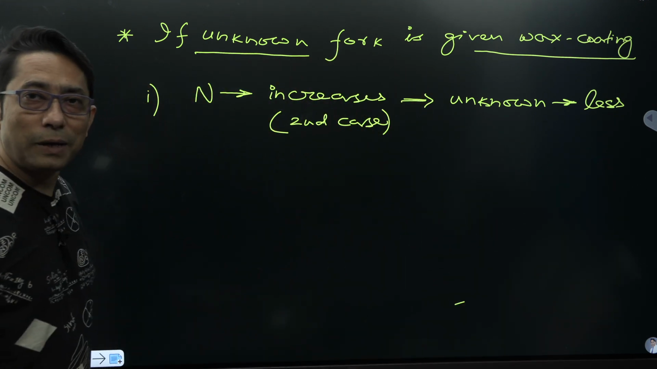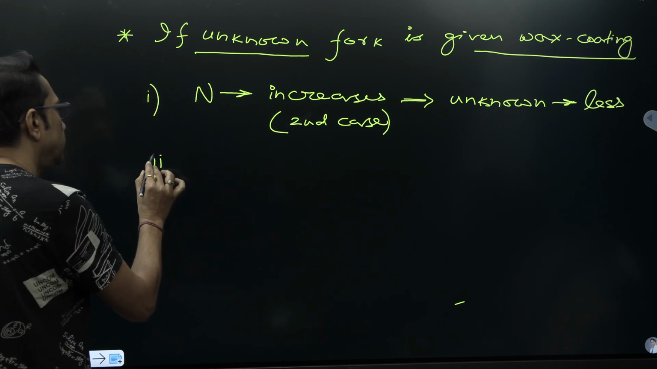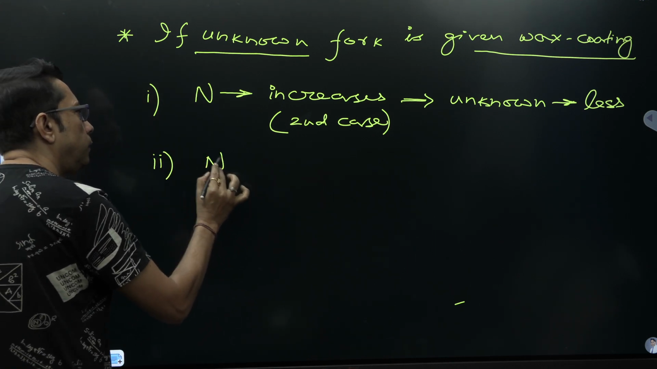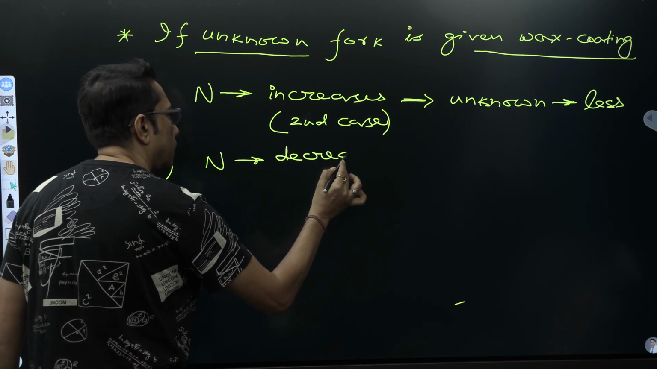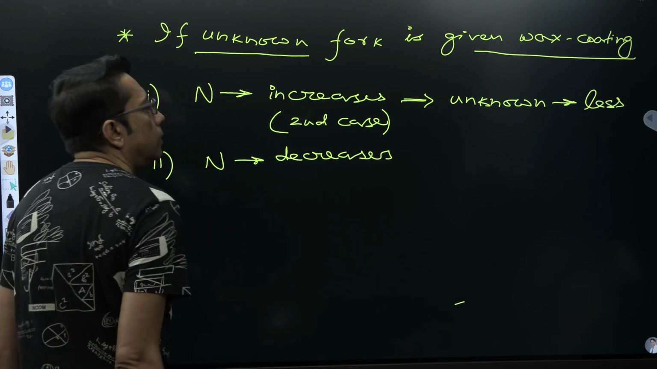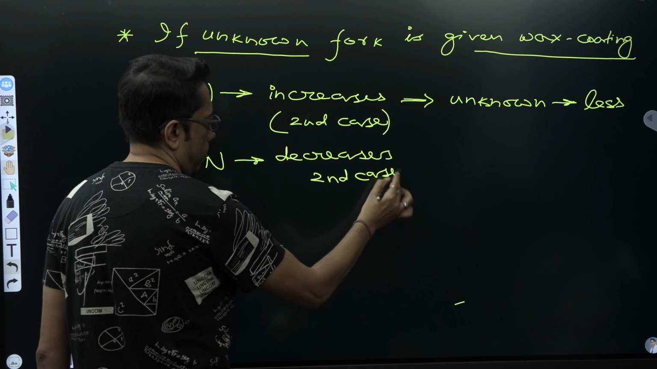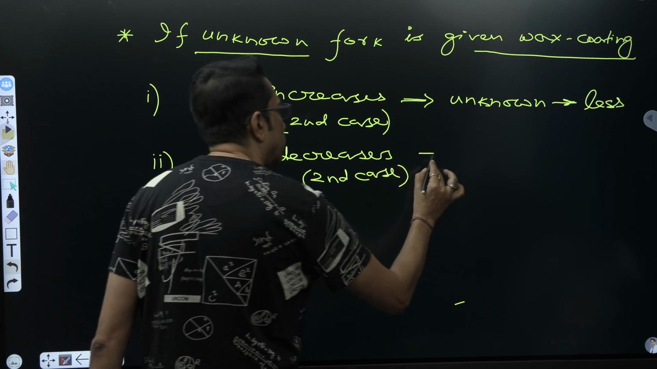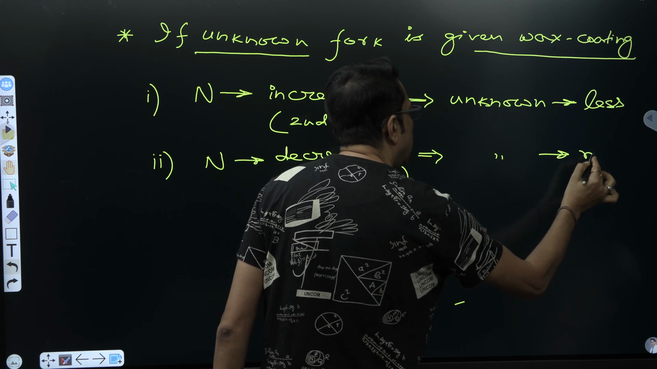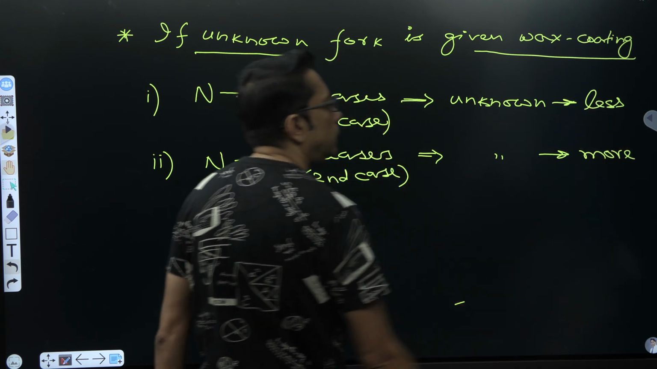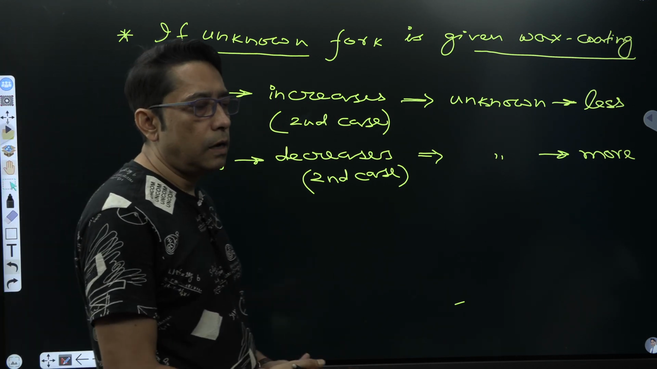If you can understand the meaning of this, it is very easy, and you can check this also. Number 2, if the number of beats decreases in the second case, then the unknown should be of more value. That is the technique.